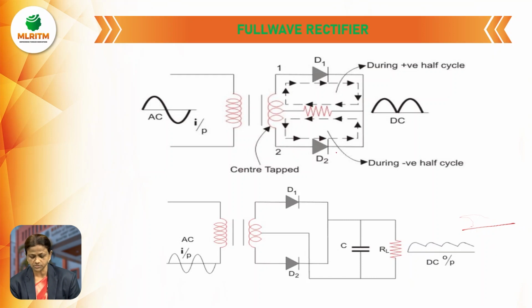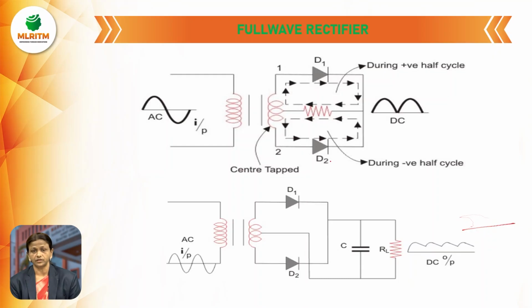Now current is passing from diode D2 to load RL, from this RL to the center tap, from this center tap to this one. So in this way, the loop will be closed. So during the negative half cycle, by using this D2, you can get the corresponding output.